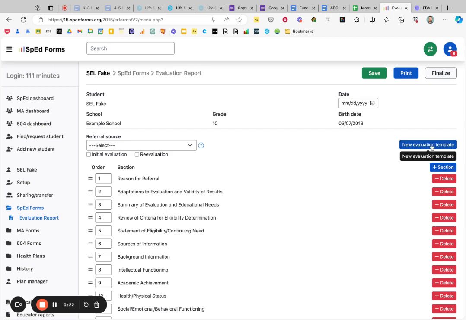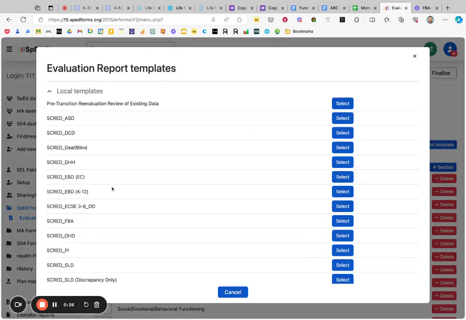But then I'll click New Evaluation Template. And then if I pick one of these EBD templates, it's going to have an FBA in it, because so frequently students who are qualifying under EBD need that FBA. Or I could pick this FBA where it just says that. That's a standalone FBA. So remember, that's outside of a comprehensive evaluation.